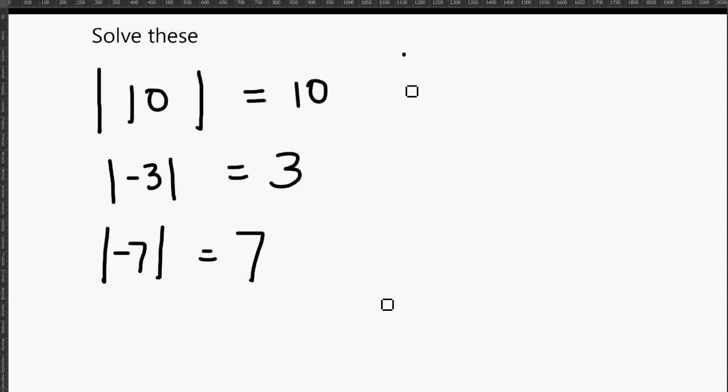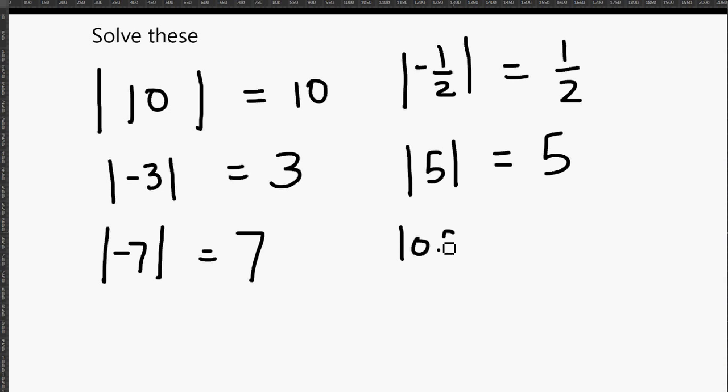The absolute value of -1/2 is just 1/2 because you strip it of the sign. And then the same way, absolute value of the number 5 is just 5. The absolute value of the number 0.5, again, is just 0.5. So absolute values, you can kind of just think of them as removing the sign from a number.